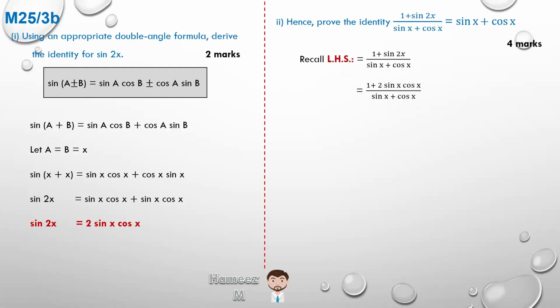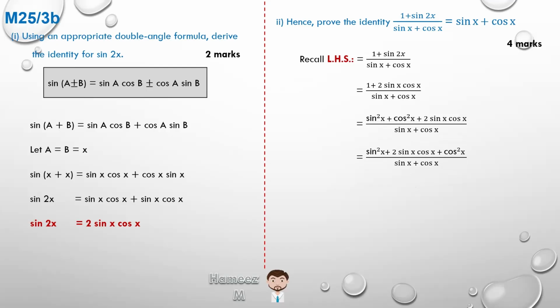1 plus what is sine 2x? 2 sine x cos x, over the same denominator. And if we recall, 1 is the same as sine squared x plus cos squared x, plus 2 sine x cos x. So we're manipulating the numerator, right? And if we look at it like that, then let's rearrange it slightly: sine squared x plus 2 sine x cos x plus cos squared x.